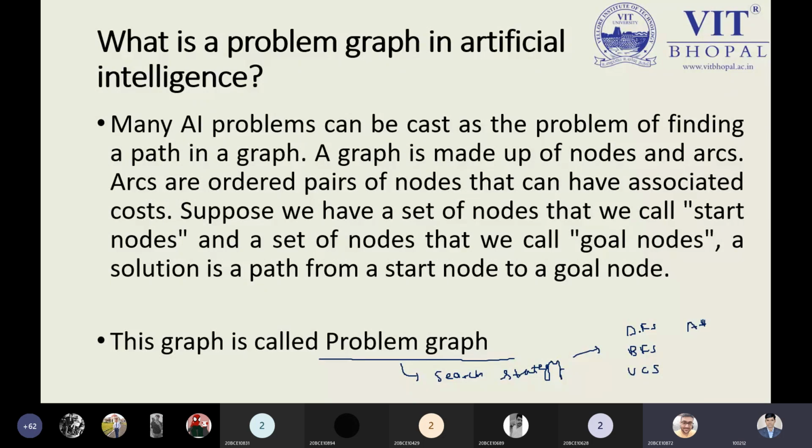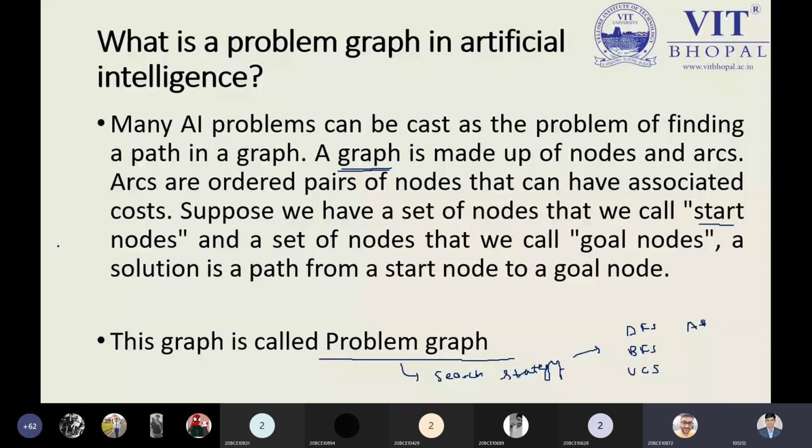A graph is made of nodes and arcs. That is the point. If you are talking about the problem graph, a graph is made of nodes and arcs, and arcs are ordered pairs of nodes that can have an associated cost. Yes, of course, in the A star algorithm and in the UCS searching technique we have also seen the cost. Suppose we have a set of nodes that we call the start nodes, and a set of nodes that we call the goal nodes. We have already seen these start nodes and goal nodes.